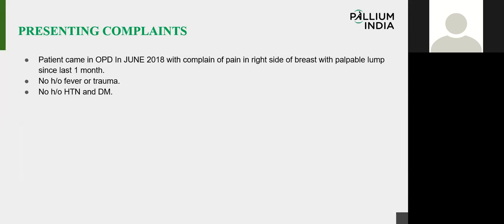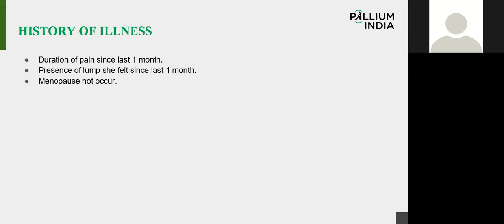Presenting complaint, when she came to me in June 2018: she had pain in the right side of the breast with a palpable lump, and the duration of the lump and pain is since the last 1 month. She told me she has no history of fever or trauma, and she is not a known case of hypertension or diabetes mellitus. Next slide. The history of illness was of short duration, only the last 1 month, and the lump was also present since the last 1 month. She was 47 years of age, but menopause had not occurred at that time.